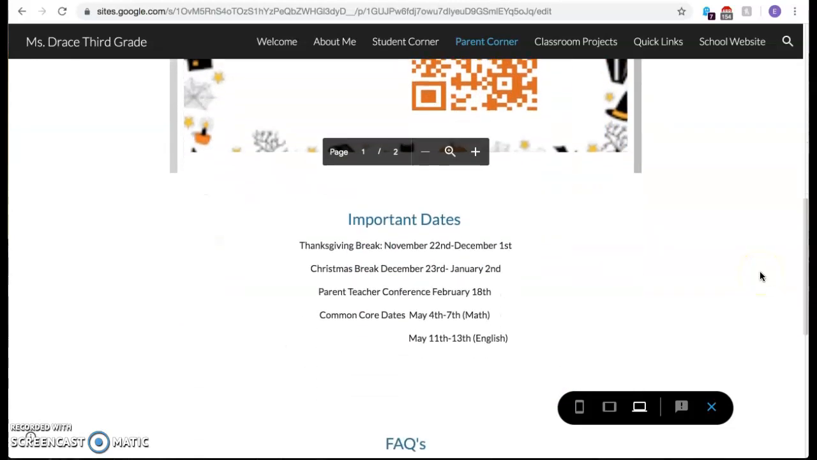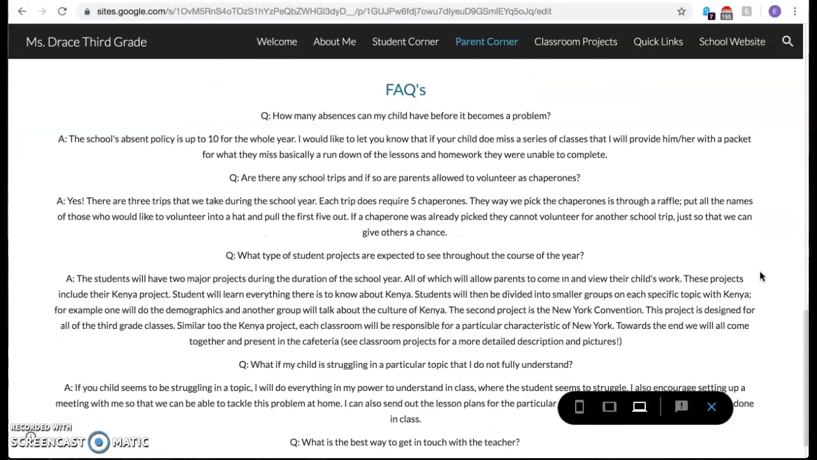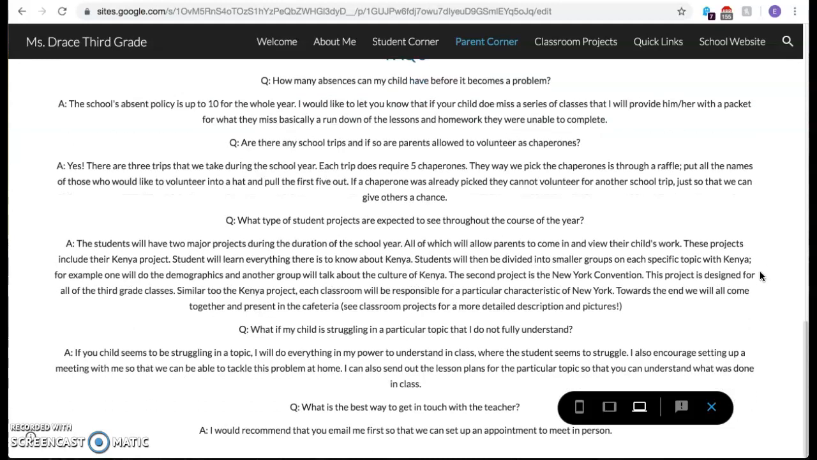Some important dates that I put off to the side, not just in one regular calendar, is just main dates that people like breaks and math exams and the ELA exams, for example. I also labeled some frequently asked questions throughout the years of teaching that I've been given about like the absence limit, school trips and how parents are volunteered for, student projects and what they are expected of. If a child is struggling, they could always reach out to me, and if they don't understand, we could find alternative ways to help the child and the best way to keep in touch with me.